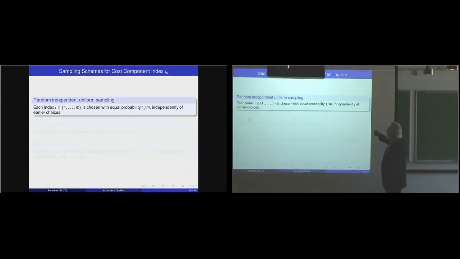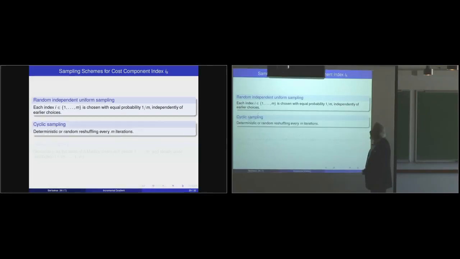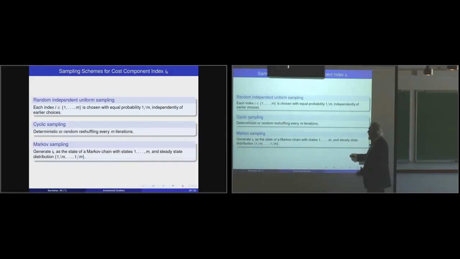Okay, now how do you sample for the components? One is random independent uniform sampling: sample the cost components with equal probability, 1 over m, independently of other choices. Cyclic sampling, or Markov sampling according to the state of a Markov chain. There are all these possibilities.